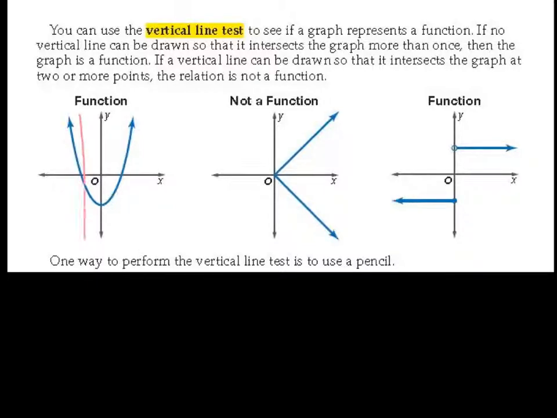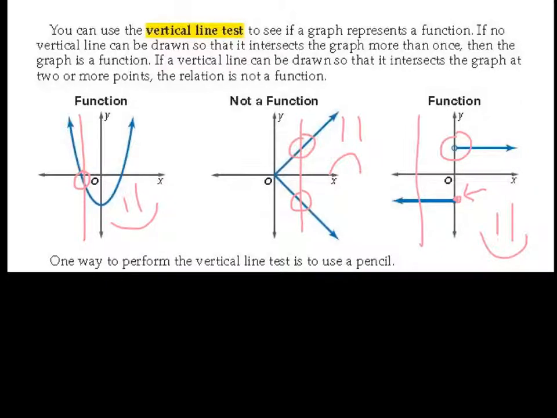So this parabola crosses once. It's a function. Nope. And this guy's a little bit tricky, but if you look really closely, this is a closed circle and this is an open circle up here. So a vertical line will always only cross this one once as well. And a lot of times I will just take a pencil and put it across the graph vertically and make sure it'll go across. That is a good tip.